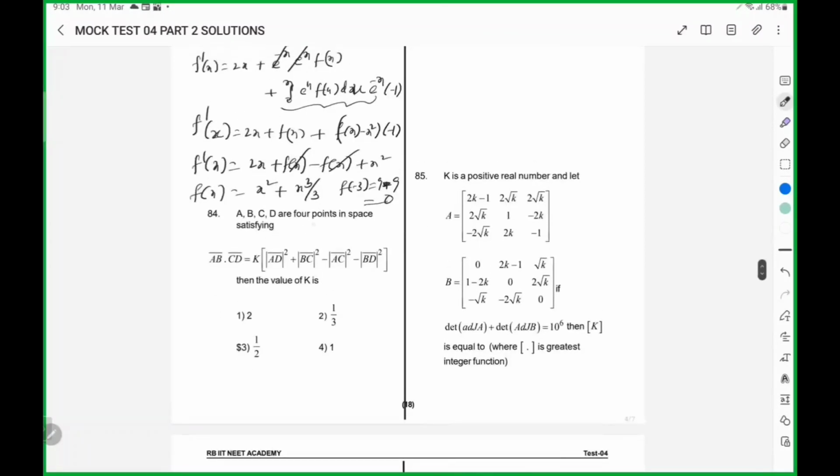So this type of problems are 4 points. So you take any one of the points as origin. I will choose D as origin. AB means OB minus OA. 0 minus C, K times AD square. AD means simply D is 0, 0 minus A. BC will be C minus B whole square. AC will be C minus A whole square. BD will be simply B square.